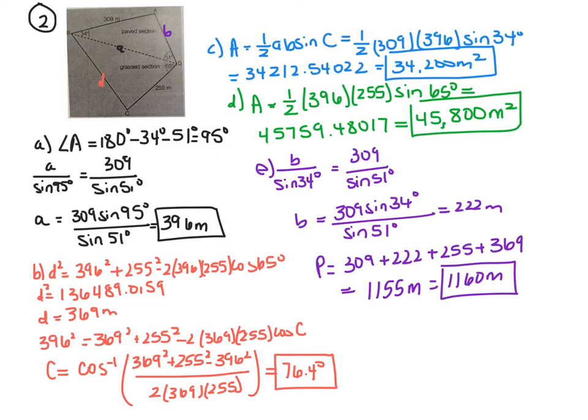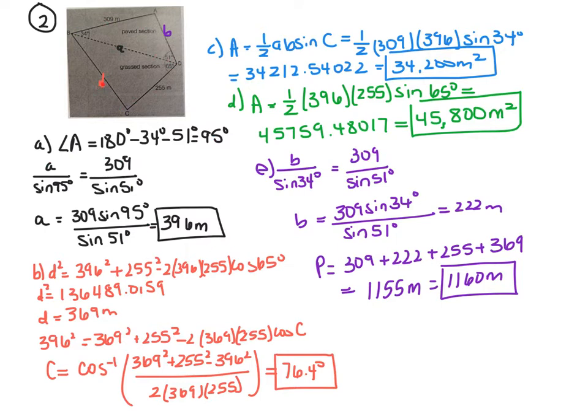Part B wants us to find the angle BCD, so this angle right here. I have a side-angle-side triangle, so I need law of cosines. But in order to find angle C, I need to know these two sides. Since I don't, I have to find this side D first. So I found side D first by setting up law of cosines.